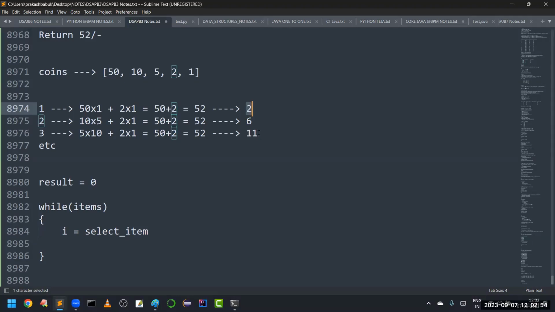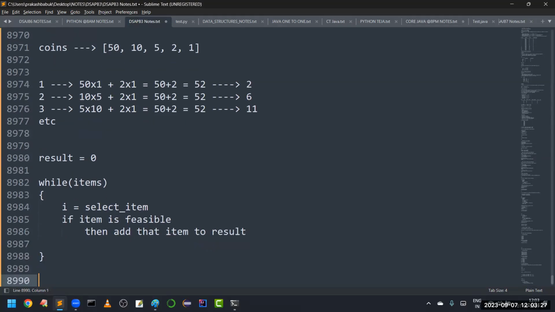There we are going to give an option called minimum value. Suppose you are playing a game, and in that game I want to earn maximum profit. In such cases, we will identify the path which is going to give the maximum profit. So we are going to select an item, and if that item is feasible, then add that item to result. At last, we need to return result.